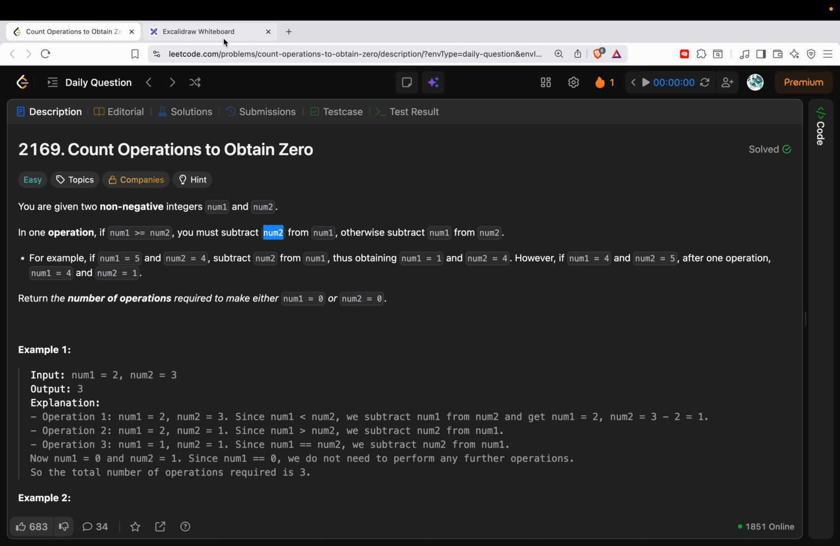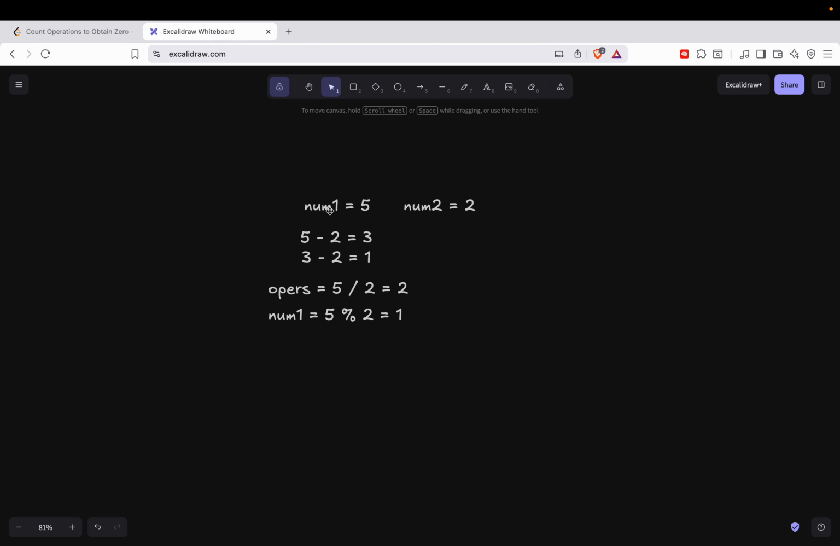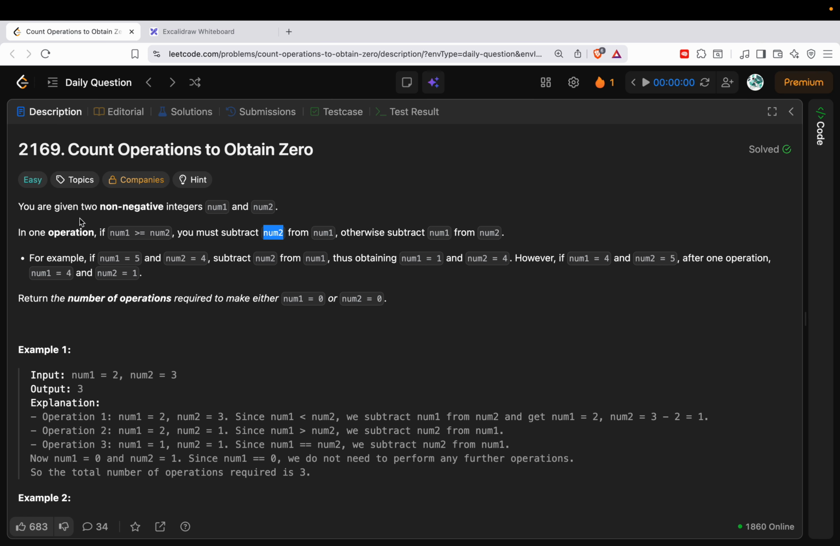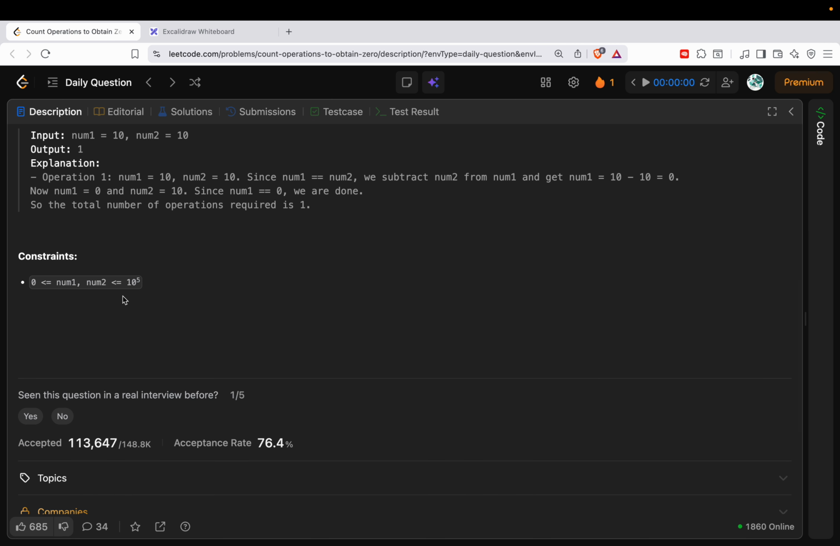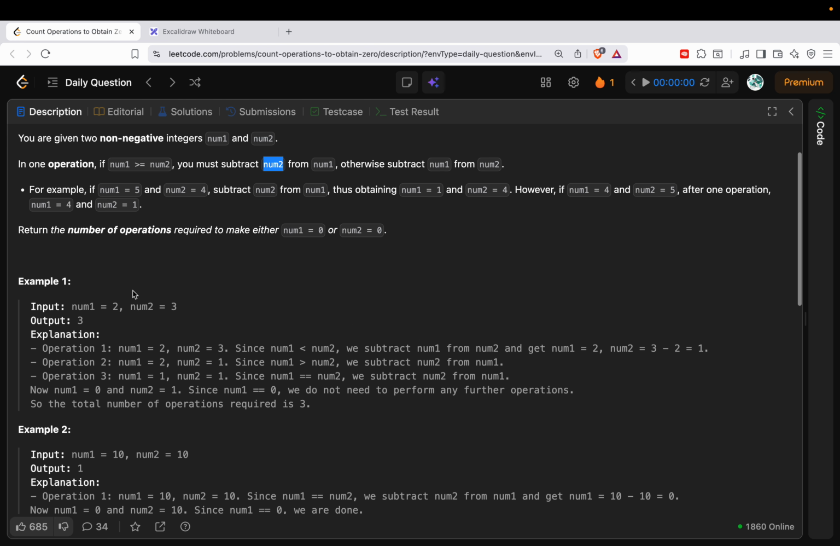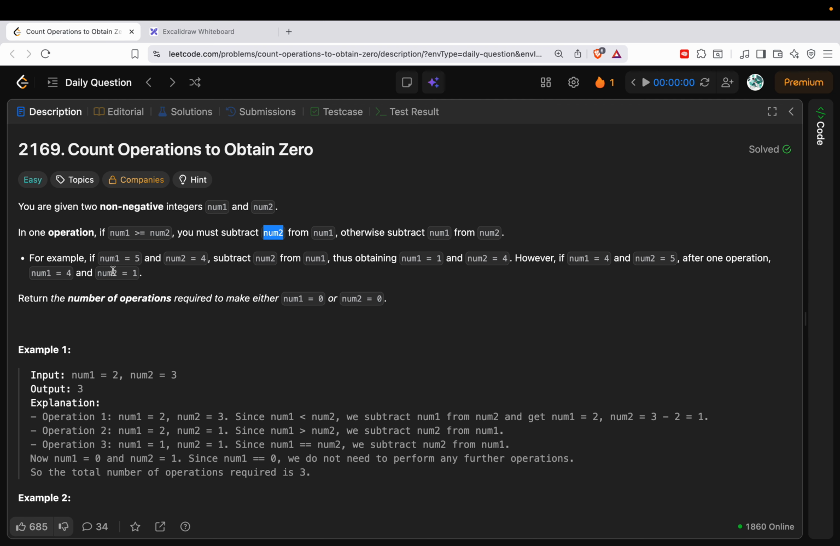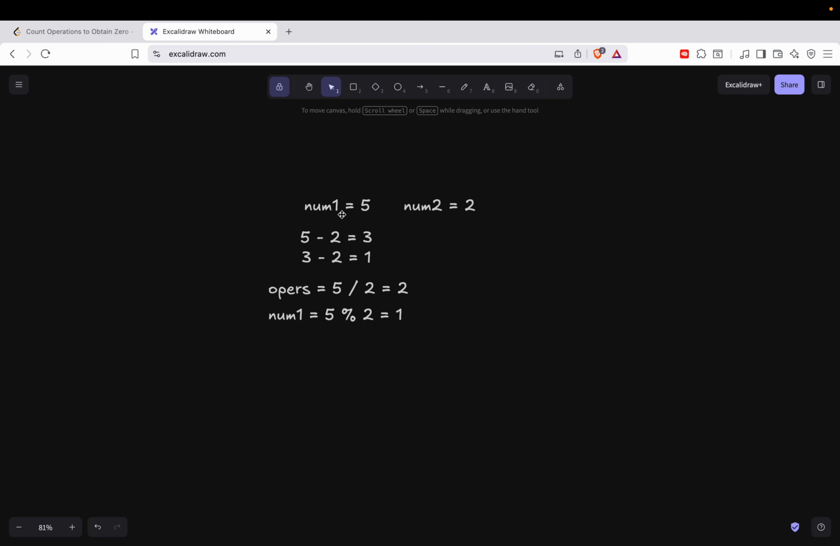Let's go to the example. Let's say num1 is 5 and num2 is 2. If you see the constraints, each one goes all the way up to 10 to the power 5. All we have to do is apply brute force, and in brute force we'll do a small optimization. Let me explain what I mean. Say num1 is 5 and num2 is 2. Since num1 is greater than num2, we first subtract num2 from num1.